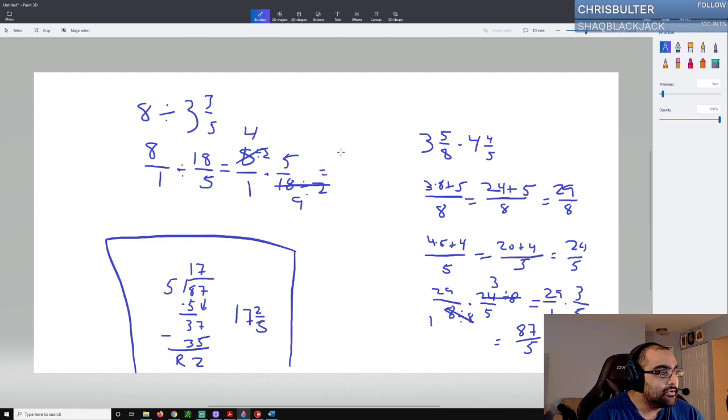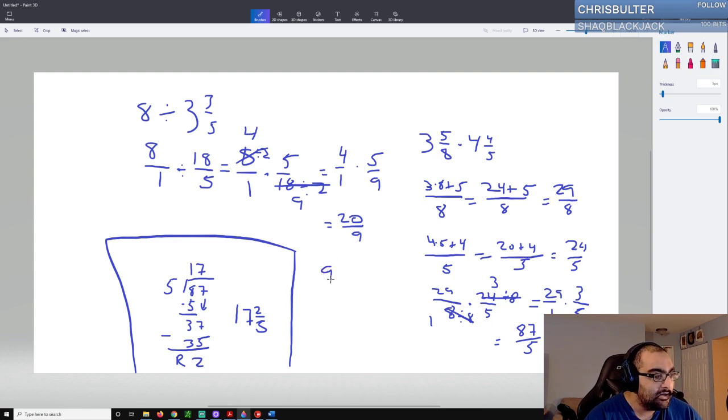So here we get 4 over 1 times 5 over 9, and that equals 20 over 9. And we convert 20 over 9 into a mixed number here.